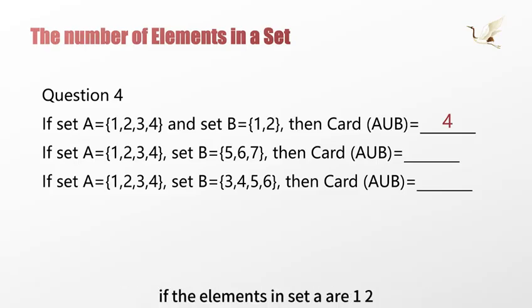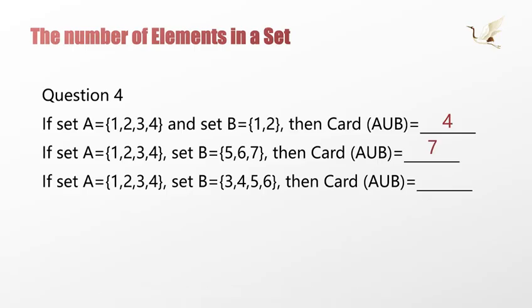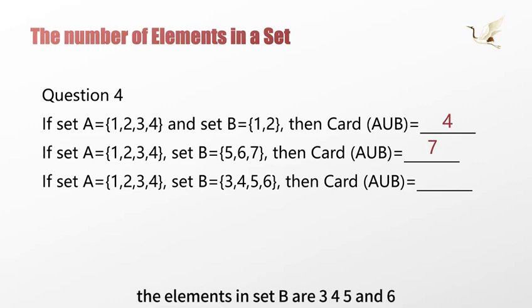If the elements in set A are 1, 2, 3, 4, and the elements in set B become 5, 6, 7, the intersection of sets A and B at this time is an empty set, and the number of union elements is the sum of their respective element numbers. Its cardinality is 7. If the elements in set A are 1, 2, 3, 4, and the elements in set B are 3, 4, 5, 6, the cardinality of the union is 6.